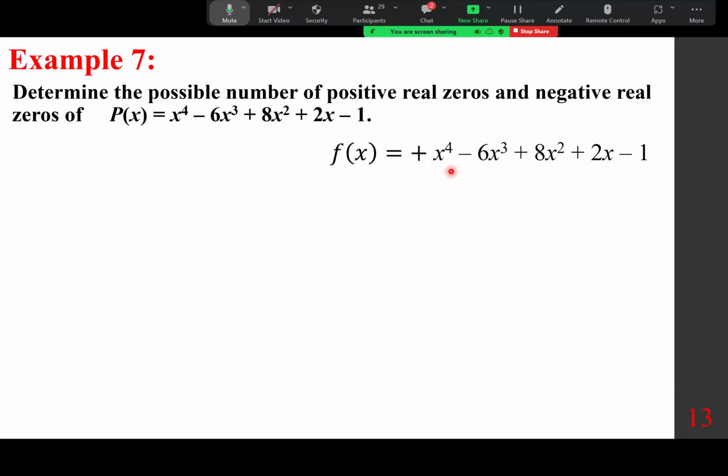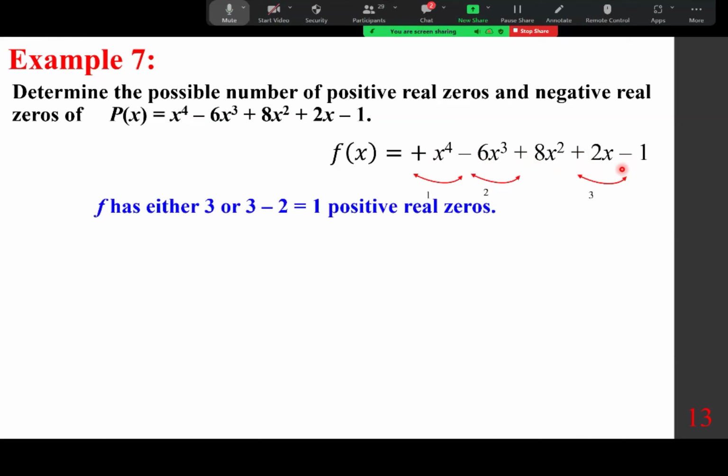So there is a change from positive to negative. There's another change from negative to positive. No change, positive to positive. And another change, so we have a total of 3 changes. Therefore, the function has either 3 or 3 minus 2 equals 1 positive real zeros. So pretty straightforward, everybody.